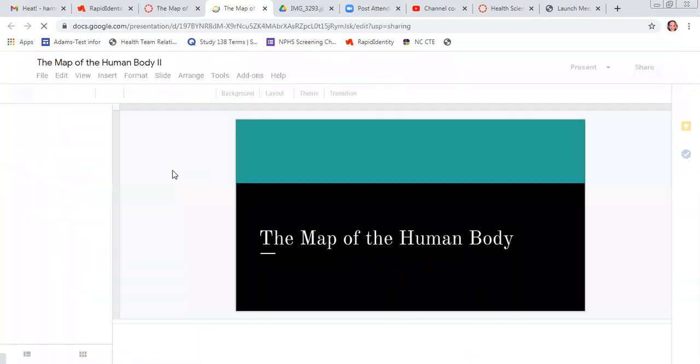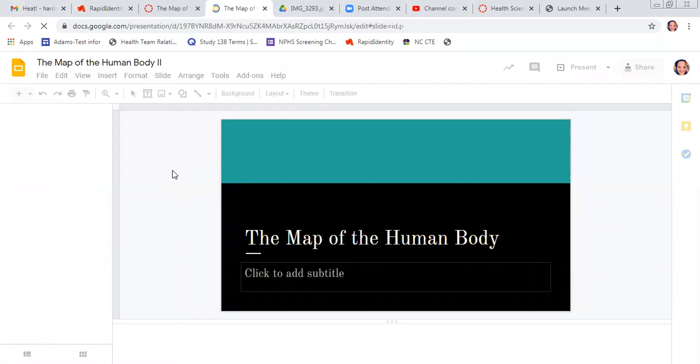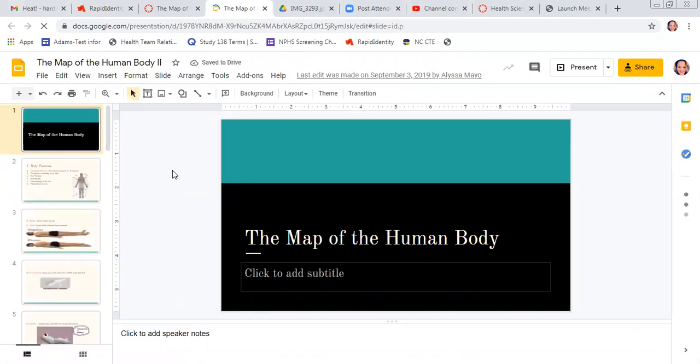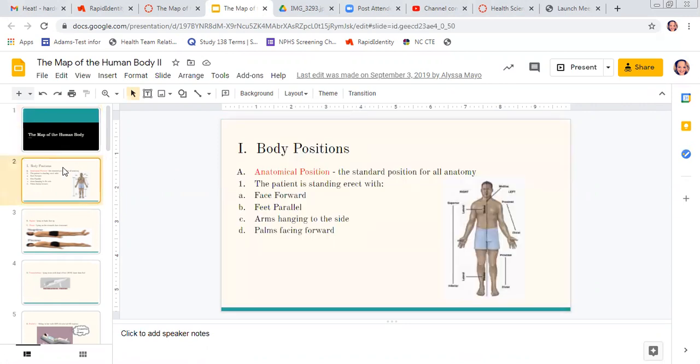So I'm going to click on this link that you see here, and we're going to go through this information and get you a little bit more familiar with some of these terms, what they mean, and why we use them in the medical field. So the map of the human body, first and foremost, we're going to always refer to our patients in anatomical position. Anatomical position is how you refer to left, right, anterior, posterior, lateral, all of those things, superior, inferior. We're going to talk about those terms later, so don't get too stressed out.